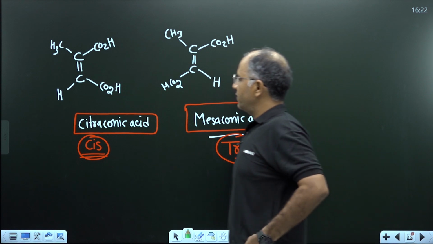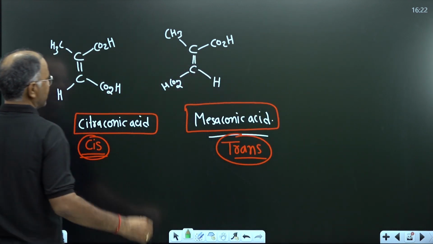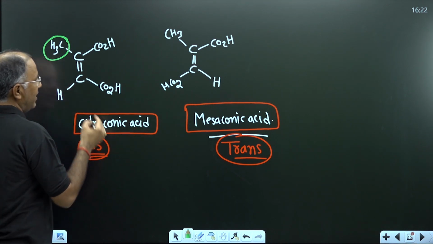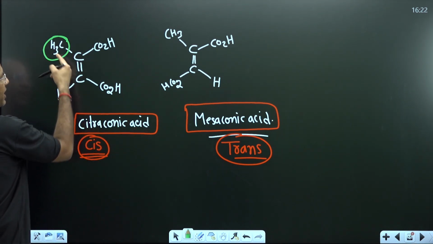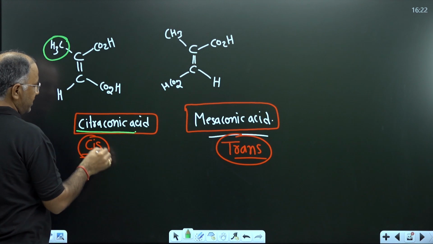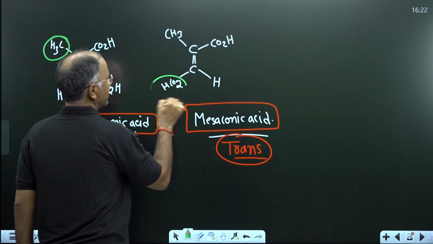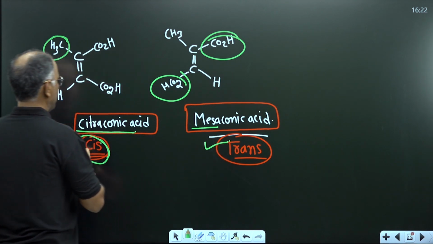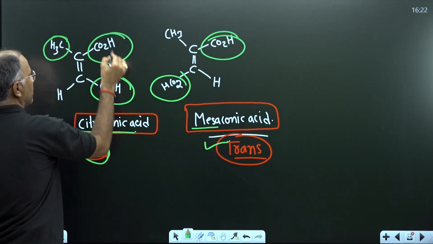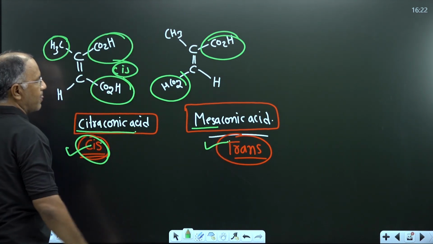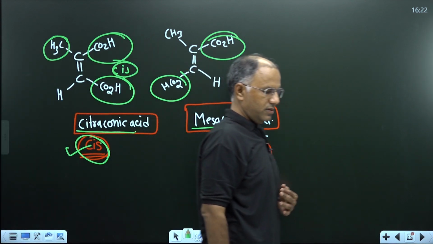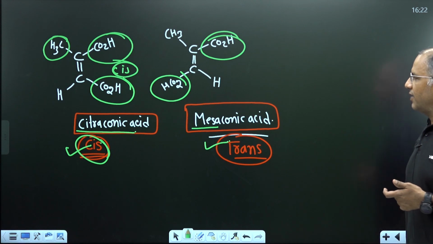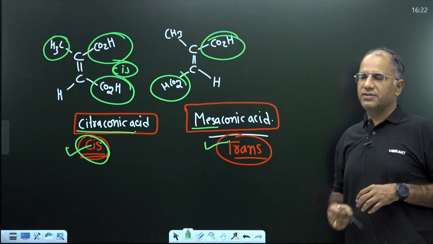What is this? This is one more example, citraconic acid. If I replace this methyl by H, it is known as maleic acid. If I replace H by methyl, it is known as citraconic acid. It is our cis isomer and trans is our mesaconic acid. Although they are not very famous, I just took one example. I find the name very interesting. That's why I took two examples.